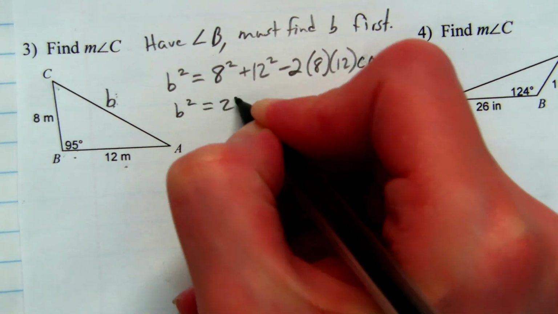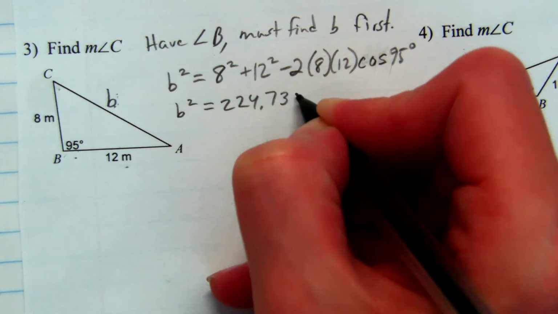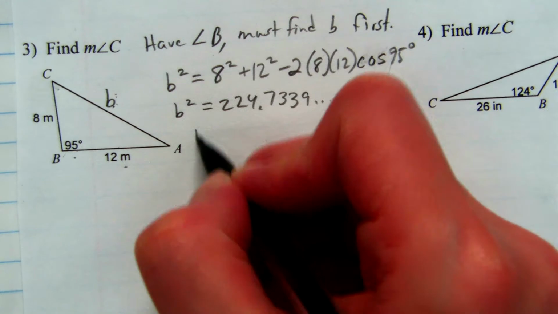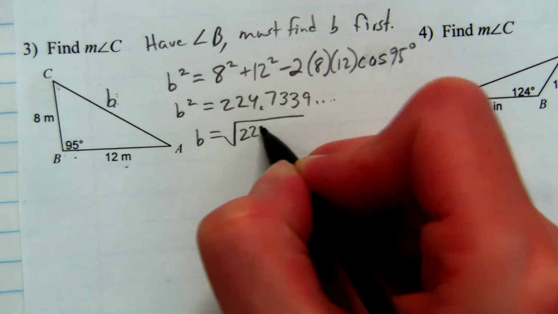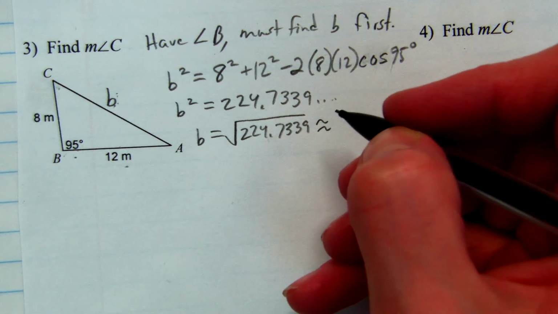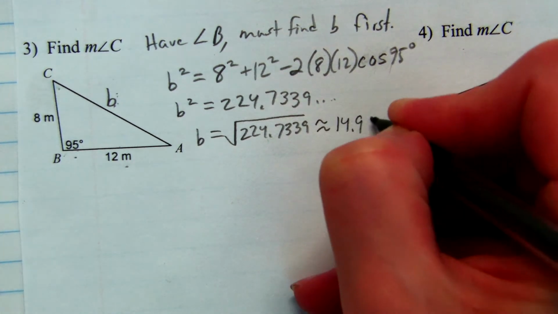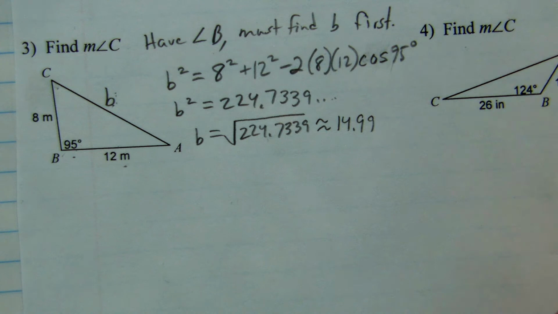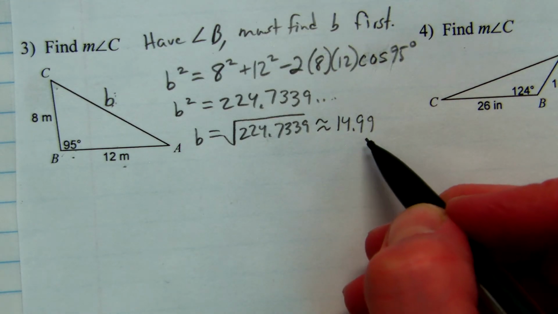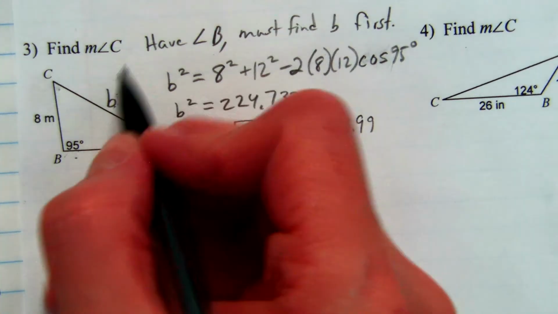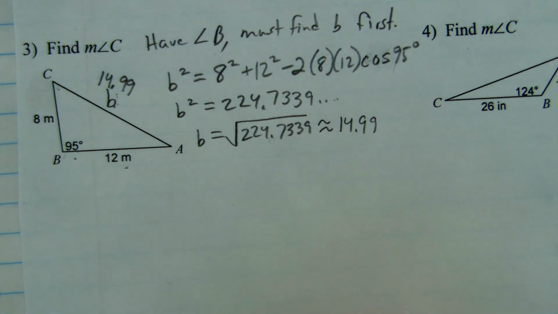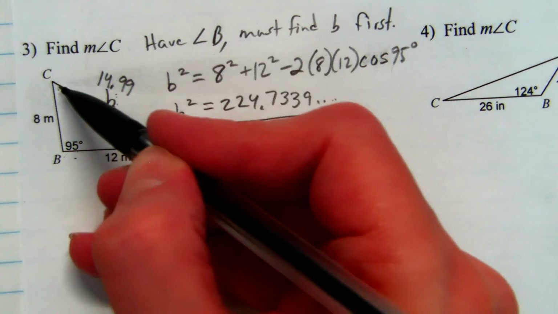So b squared is 224.7339. I don't know why I keep adding decimal points every time, but that's fine. So you find b by taking the square root of that number, and you get approximately 14.99. So about 15. You probably don't want to round it off too much at this point, but it's pretty close to 15. Okay, so on my picture, I'm going to write that in. This side is now 14.99-ish.